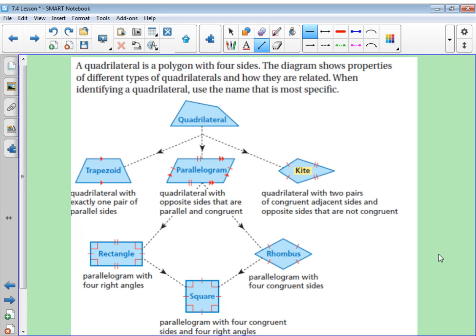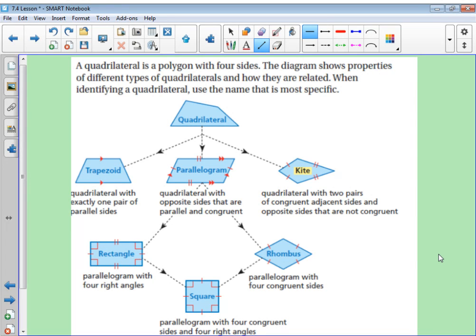So for example, a square can also be a rectangle because a rectangle has four right angles and two sets of parallel sides. A square has the same qualities, but it has an additional quality where all four sides are equal in length. So a more specific name would be square versus rectangle, but a square is a rectangle.